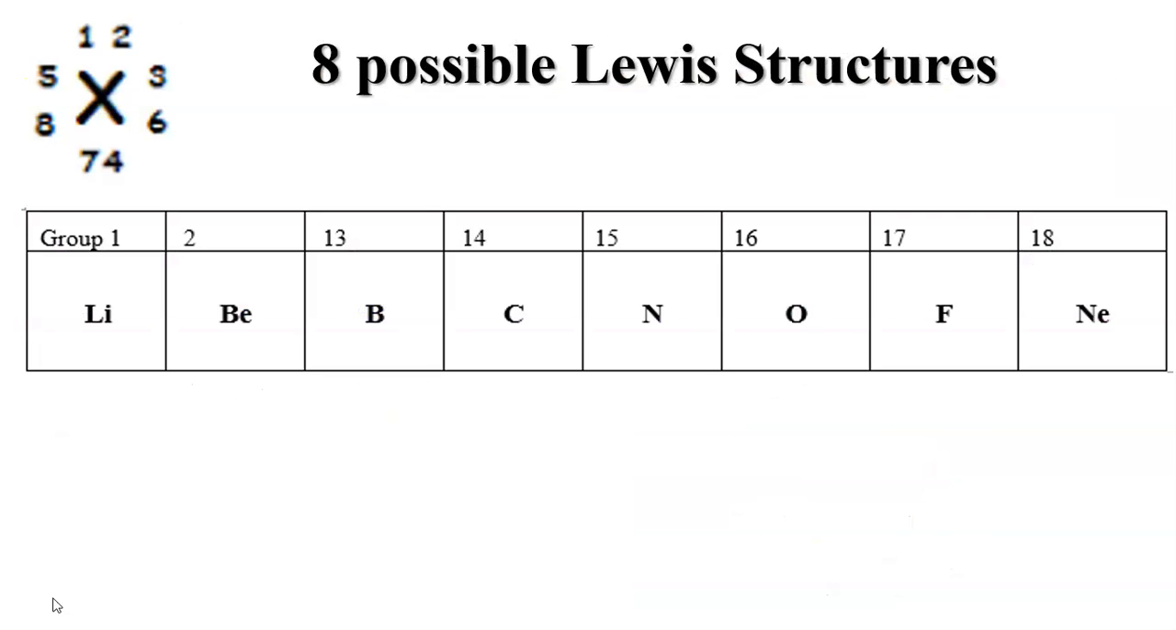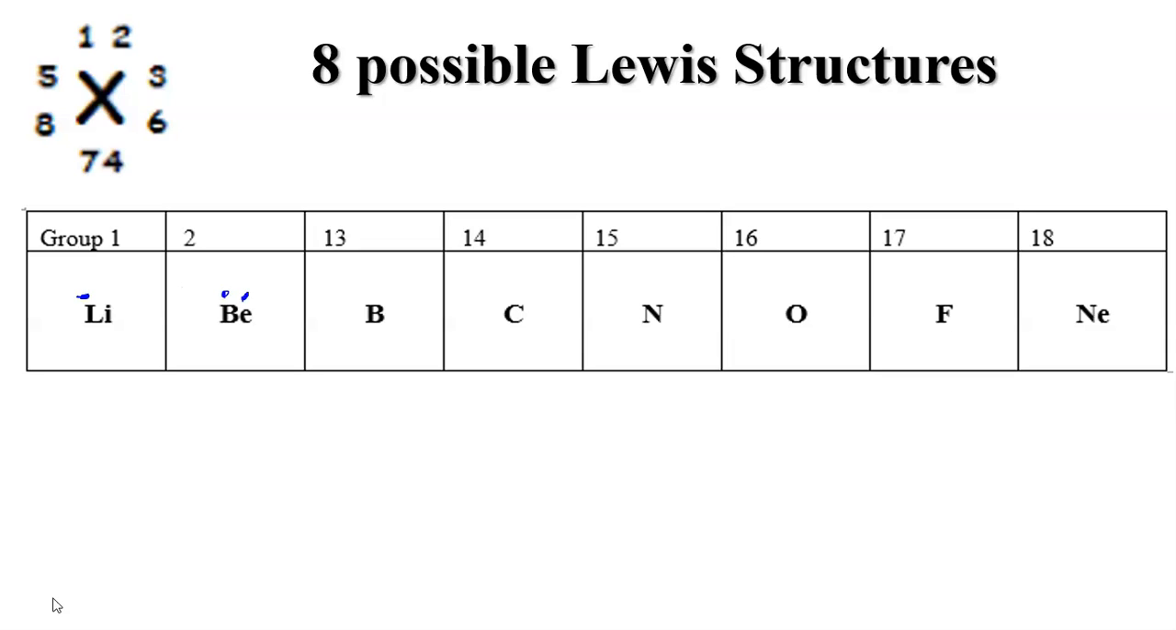So let's draw out some Lewis dot structures, and these are found on your notes packet. On page 7 of your notes packet, you'll find this same diagram. We're going to draw out these elements. So for lithium, you have 1 valence electron because it's in group 1. So we're going to draw 1 dot. For beryllium, we have 2 valence electrons because it's in group 2. And so on and so forth.